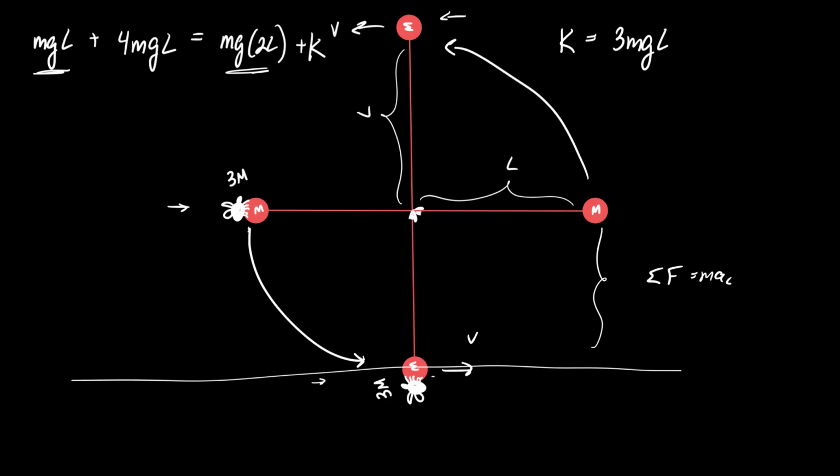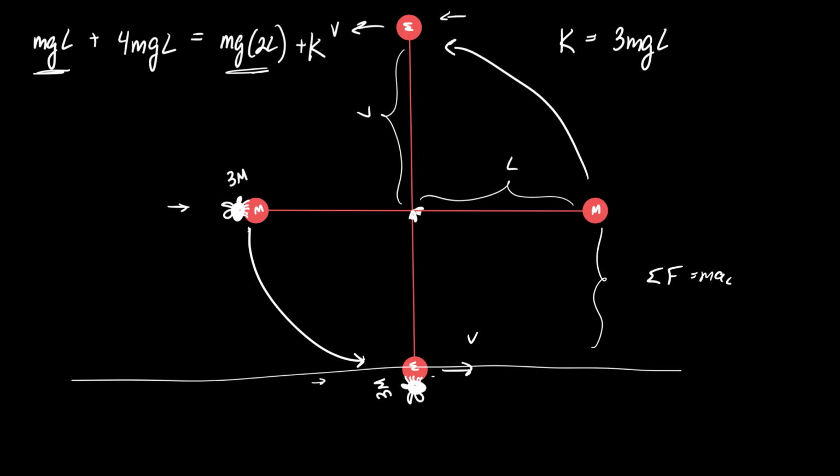This one isn't. This one's rotating to here. So it starts with gravitational potential energy; it's above the baseline. Then why is the mg2L on the other side of the equation? Because that one started at a height L and ended at a height 2L, right?